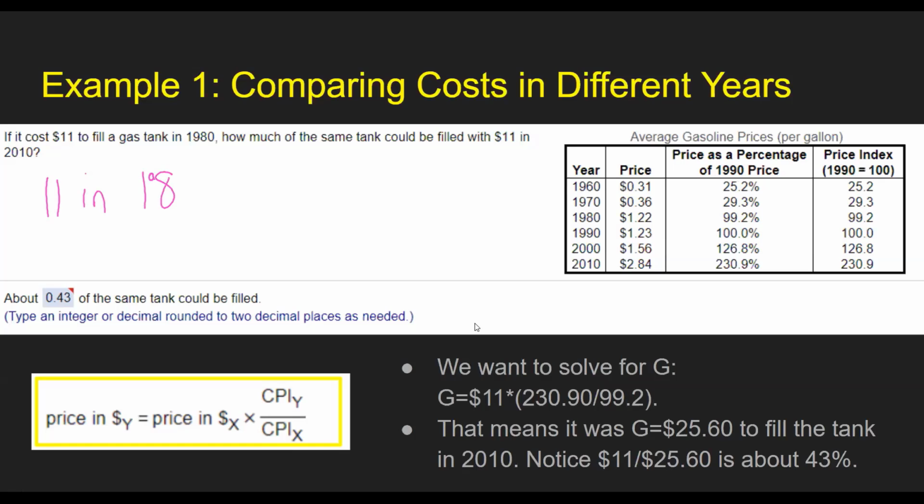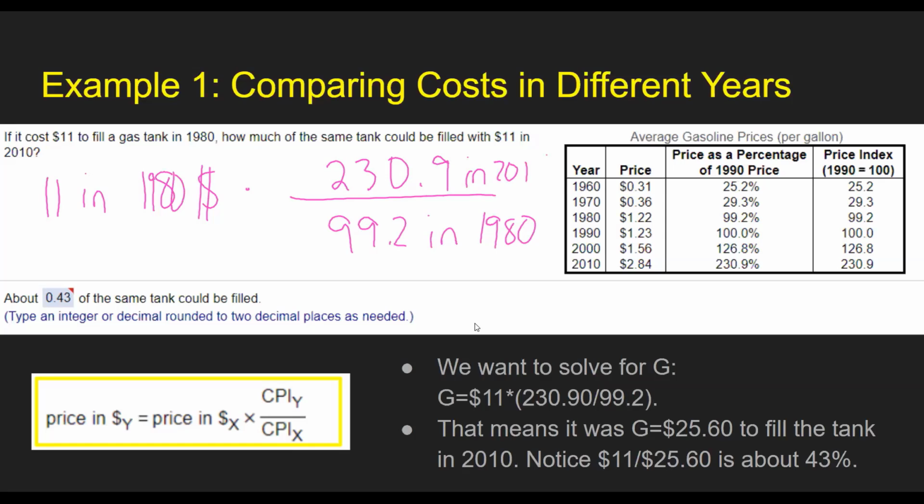$1980, and you are multiplying by a conversion ratio. The conversion ratio is a CPI in $1980. So this 99.2 is, you can think about it, 1980. And then since we want to compare or change our answer to 2010, that's why we use the 230.9, which is a 2010 index.